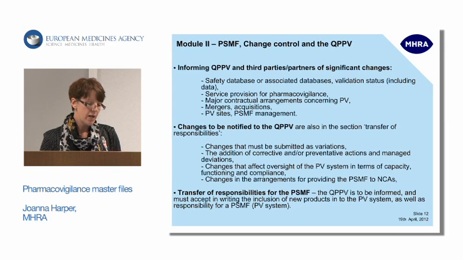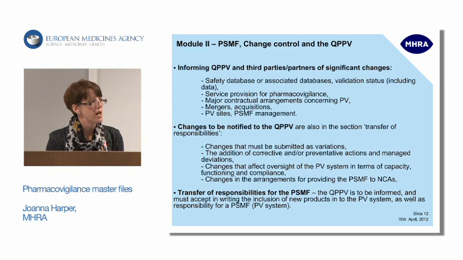There is also a part of a section in transfer of responsibilities, such that the QPPV would know about corrective and preventative actions, would know about things that might change the capacity and functioning of the system. If somebody acquires a product, that is a consideration for the functioning of the pharmacovigilance system, and these are the sorts of things that would be specified as notifiable, and then the sorts of things that we would expect to see in the change control and up to date in the master file.